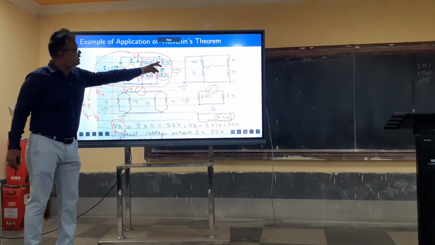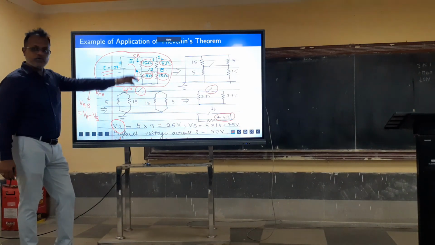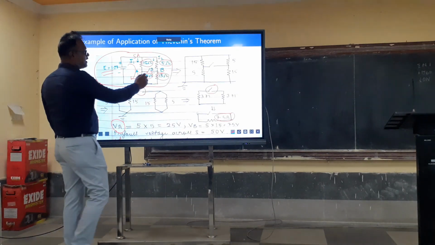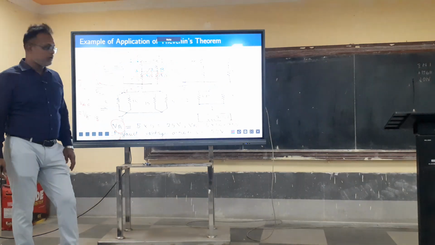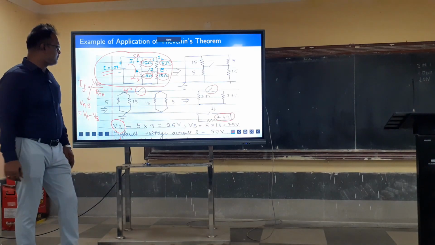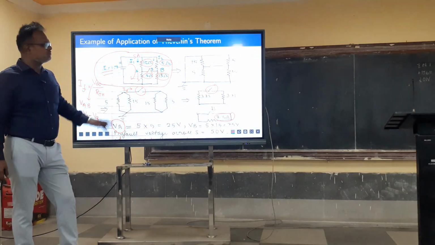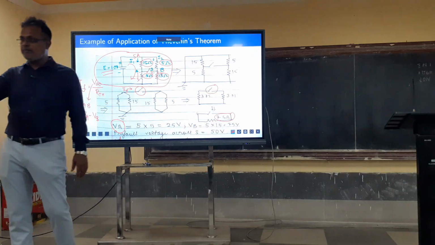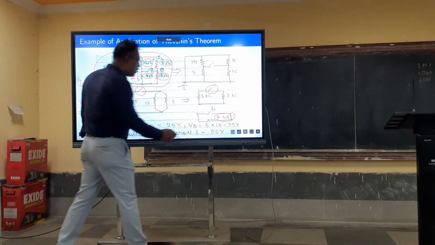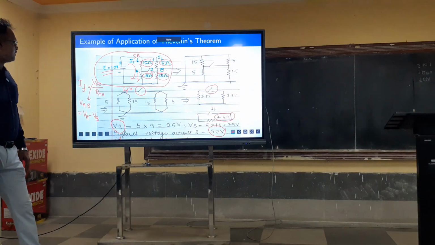Similarly, here the total impedance is 20 again. I2 is also 5 ampere, but this time VB will be 15 into 5, that is 75. So VA minus VB is equal to minus 50 volt. That means VAB is minus 50, or VBA is equal to 50 volt. Okay. So pre-fault voltage magnitude is equal to 50 volt.